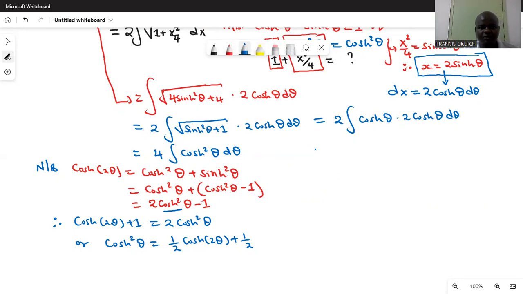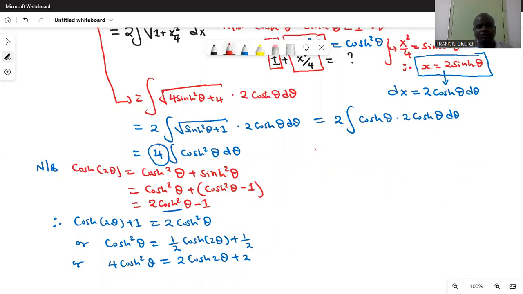But remember that was multiplied by 4. So if I multiply by 4, 4 cos squared theta will simply be equal to 2 cos 2 theta plus 2. We are multiplying by 4. Why by 4? Because you see the 4 that was a constant here.